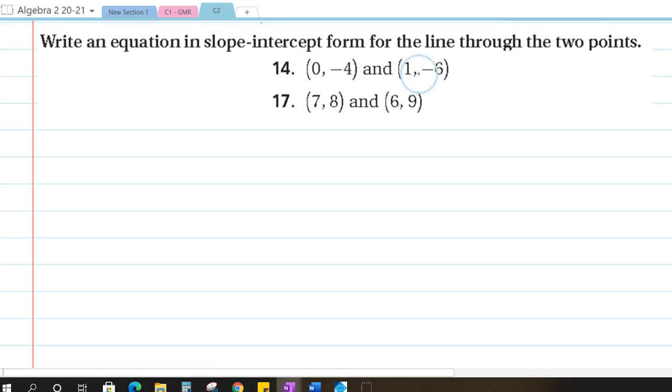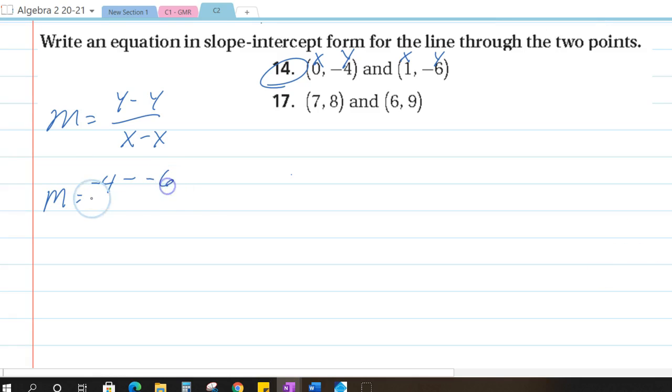Write an equation in slope-intercept form for the line through the 2 points. Now here they don't give me a slope or a point, so I need to do both. I need first to find the slope. So we're going to work on number 14 first. m is equal to y minus y over x minus x. So we do the math. Negative 4 minus negative 6 over 0 minus 1.